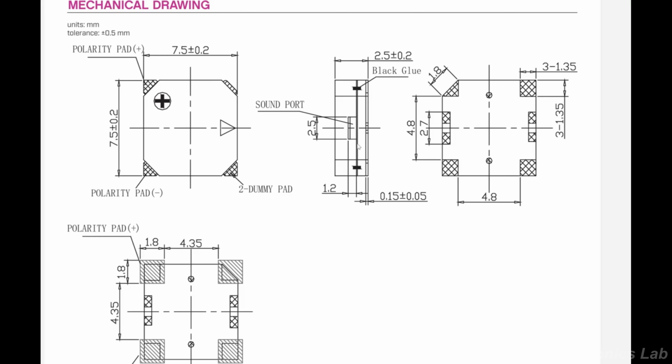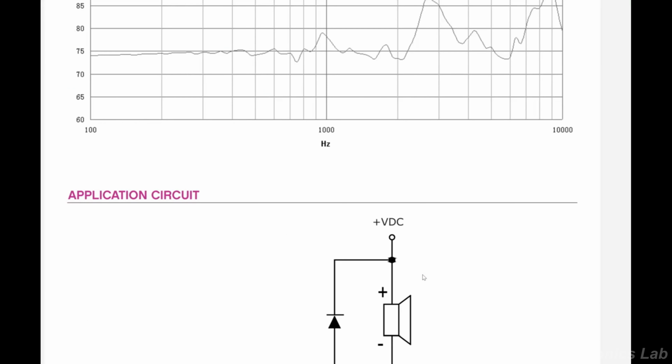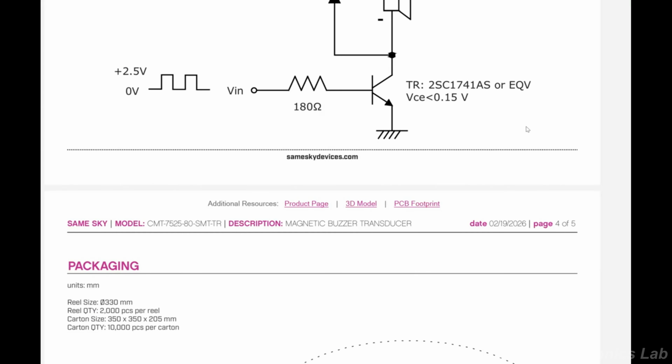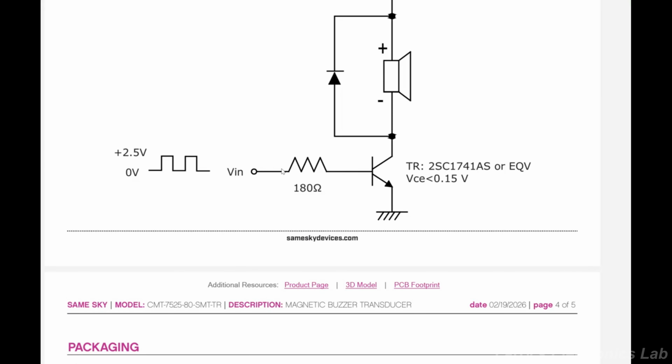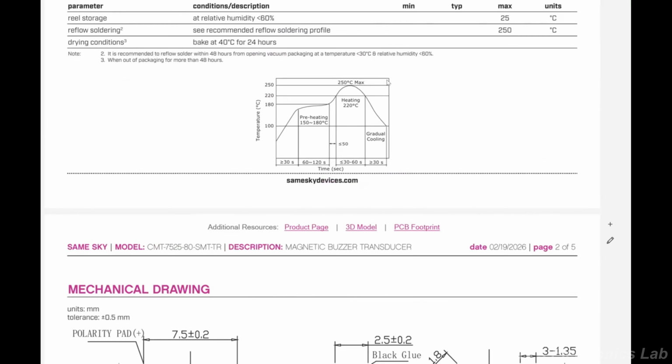All right, so there's the mechanical drawing. Not much to it. Here's the example, and that's exactly what I have, except I used a different transistor, but it's pretty much equivalent. So this is the full circuit right here. It says 0 to 2.5 volts. I'm running about 3.3 into it. That doesn't seem to hurt it. I haven't really measured through this. I don't know what's actually hitting here. I'll have to measure it sometime. But anyway, that's our buzzer.